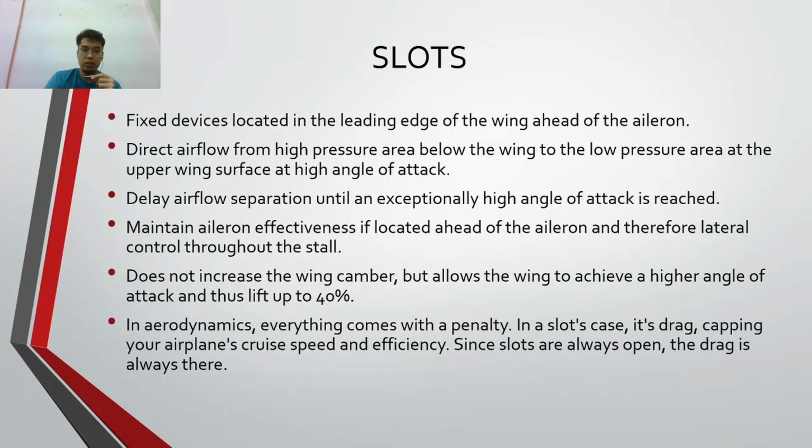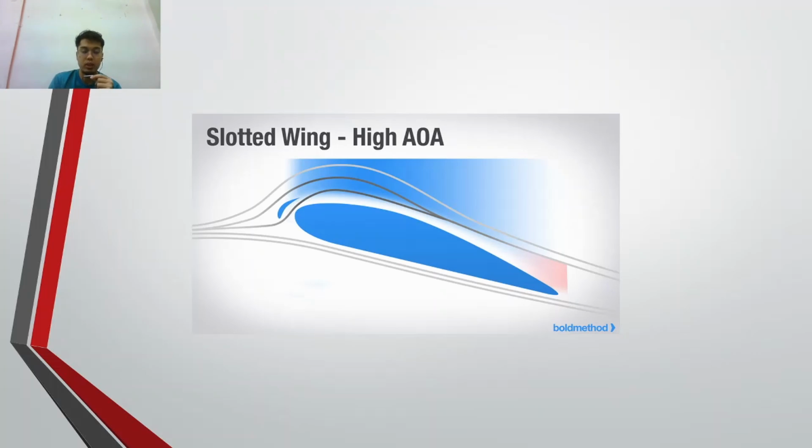However, the slots do not increase the wing camber, but they allow the wing to achieve a higher angle of attack and thus lift up to 40%. However, in aerodynamics, everything comes with a penalty. In the slots' case, it is drag. It will cap your airplane's cruise speed and efficiency. This is because the slots are always open. So this is an example of the airflow of a slotted wing.